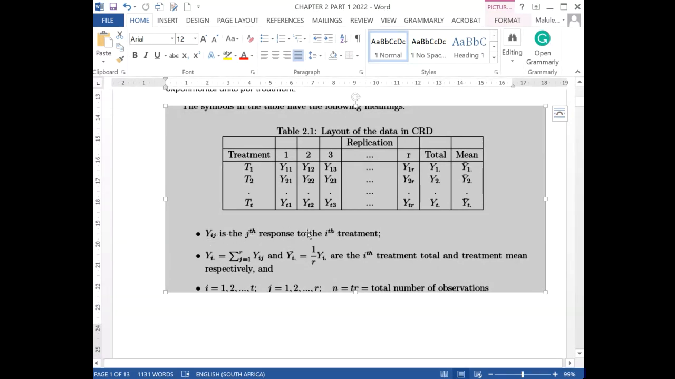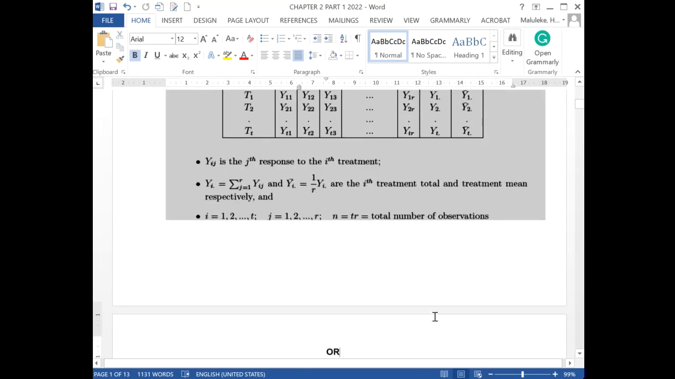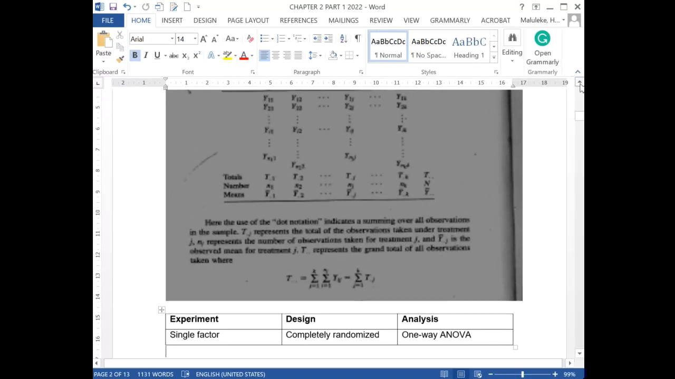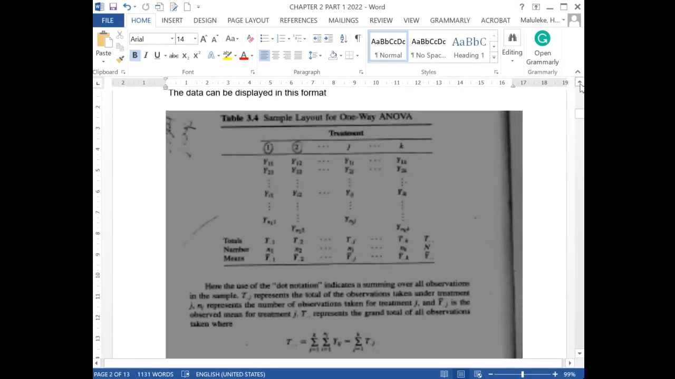Yij is the jth response to the ith treatment. I in this case goes with the treatment because it's row-wise. If the information was presented in this layout, it is the opposite, right? If you check this one now, it is the opposite of the one that you saw. Now the treatments are column-wise.